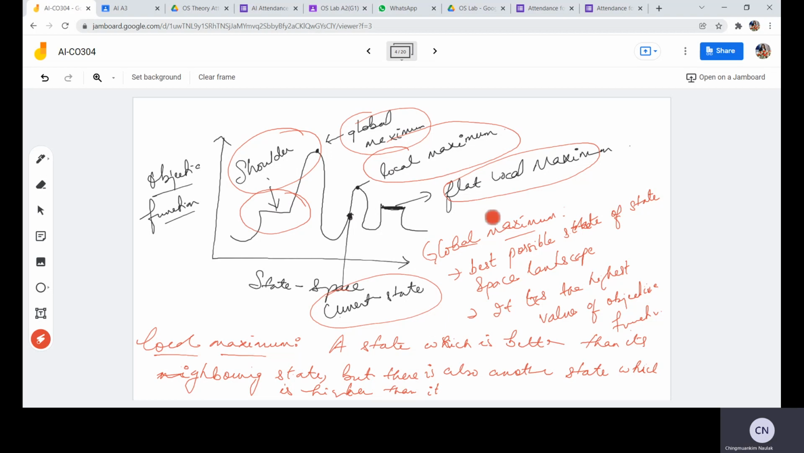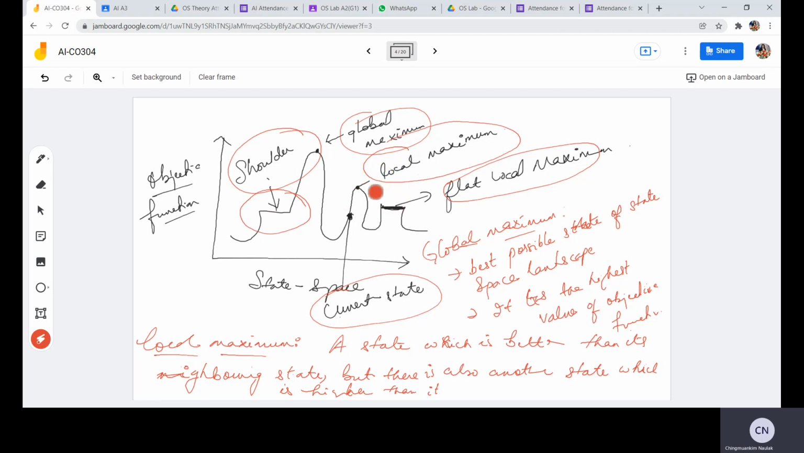Okay, so first let's go to local maximum. What is local maximum? Well, local maximum is a state. Where do we have local maximum here? Local maximum is here, right? It's a state which is better than the other neighboring states, but that doesn't mean that it is the highest peak or the best solution. There is also another state which is higher than the local maximum.